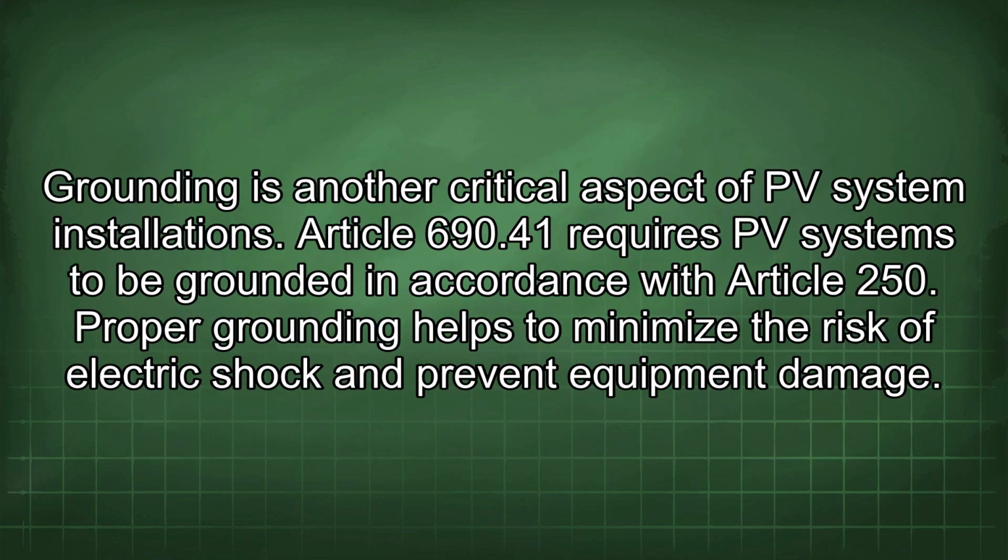Grounding is another critical aspect of PV system installations. Article 690.41 requires PV systems to be grounded in accordance with Article 250. Proper grounding helps to minimize the risk of electric shock and prevent equipment damage.